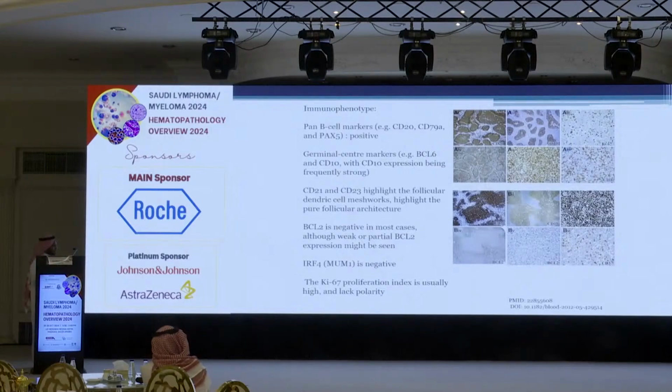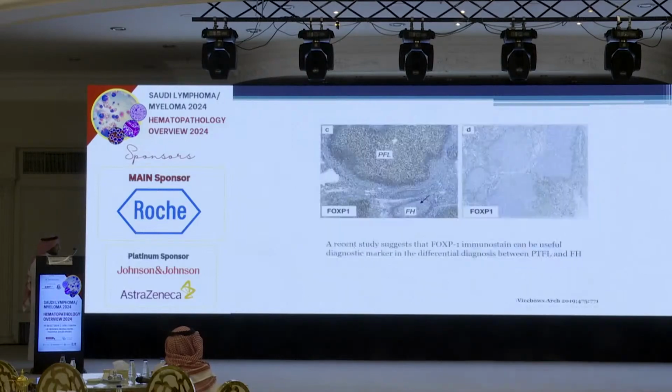Another difference is the Ki67 proliferation index. We see here the classic follicular lymphoma, usually they have low Ki67 except for high grades. However, in the pediatric type follicular lymphoma, Ki67 is very high. The IRF4 is typically negative. This is important in the differential diagnosis.